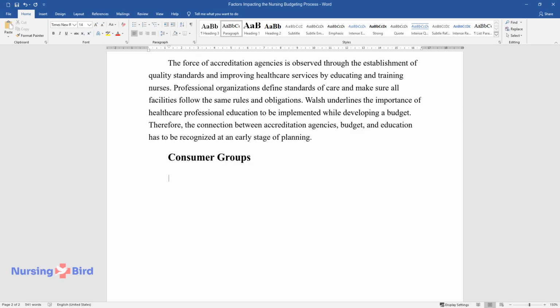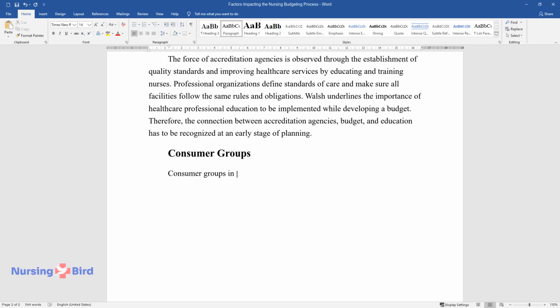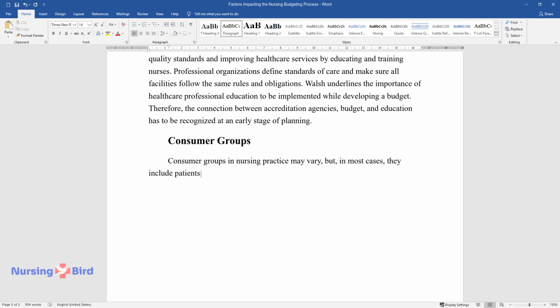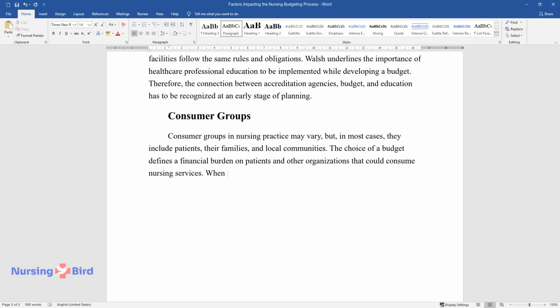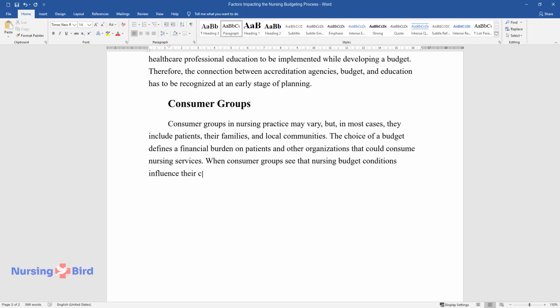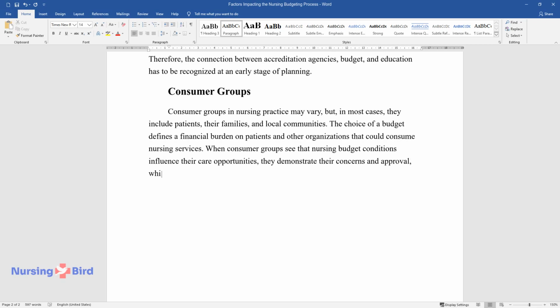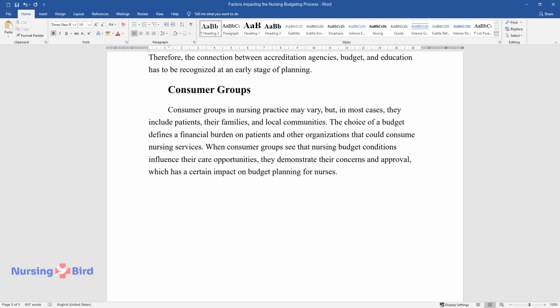Consumer groups. Consumer groups in nursing practice may vary, but, in most cases, they include patients, their families, and local communities. The choice of a budget defines a financial burden on patients and other organizations that could consume nursing services. When consumer groups see that nursing budget conditions influence their care opportunities, they demonstrate their concerns and approval, which has a certain impact on budget planning for nurses.